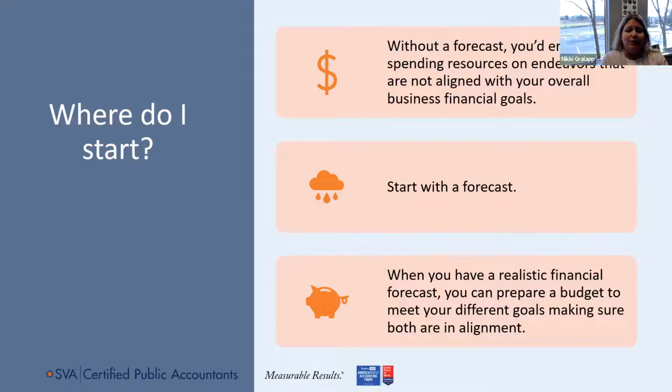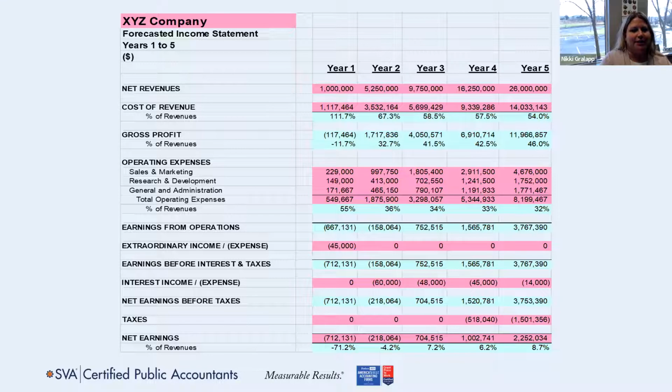So if you don't know where you're going in 5 years, in 10 years, then you really don't know what you need to do this year. So that's where you should start with the forecast. And here's an example of what that looks like. Now this is a very aggressive growth company, so a startup type company. Look, they want to get from $1 million to $26 million within 5 years.